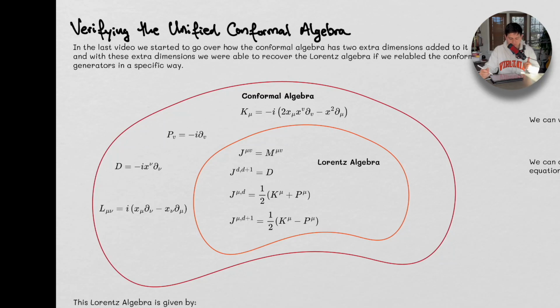So today we are going to verify the unified conformal algebra. In the last video, we were able to prove all of this. We were then able to show the generators for this unified conformal algebra, but now we're going to see that these things obey a very interesting structure that's very reminiscent of a Lorentz algebra, okay?